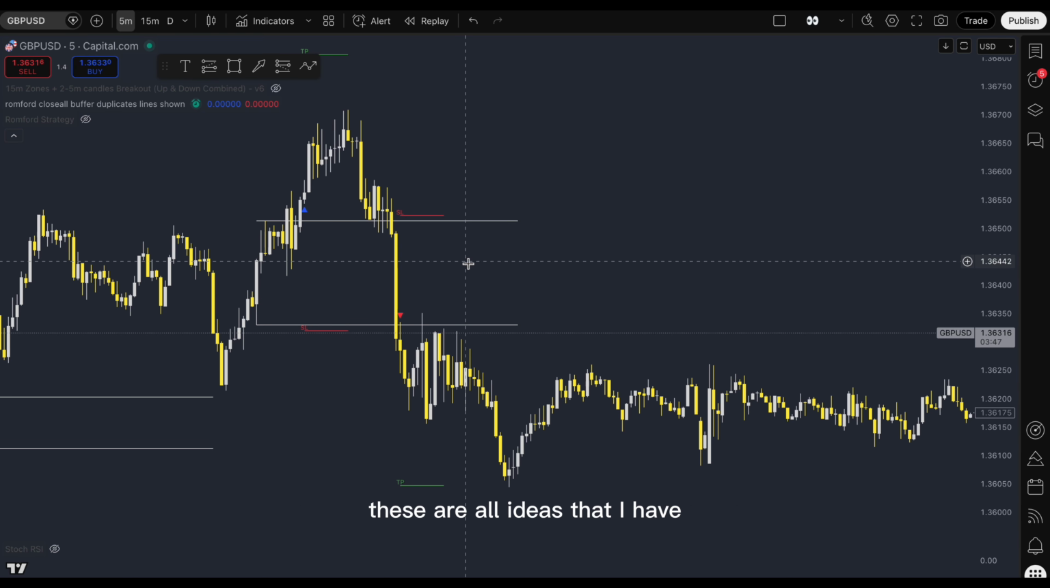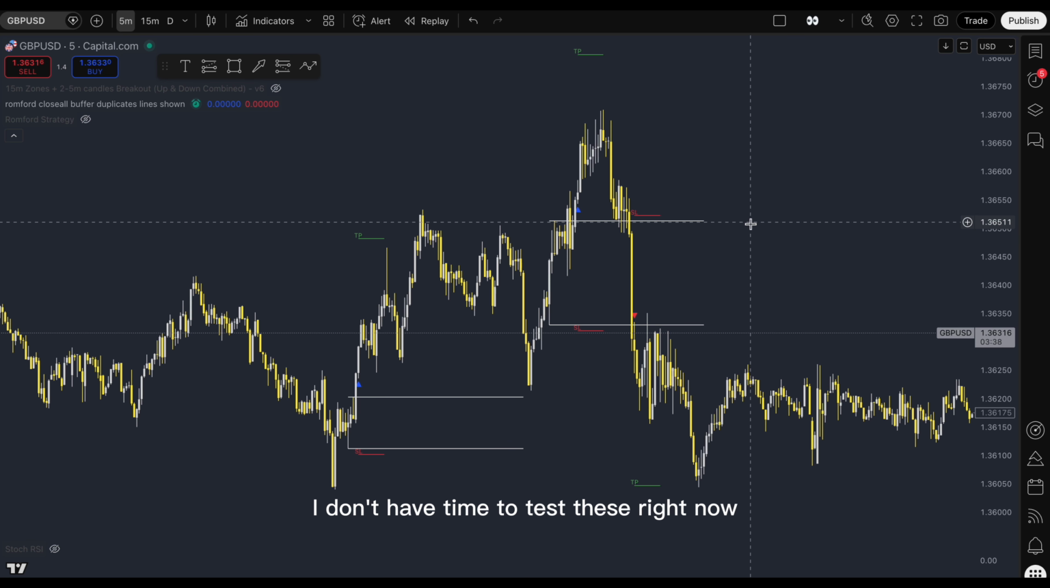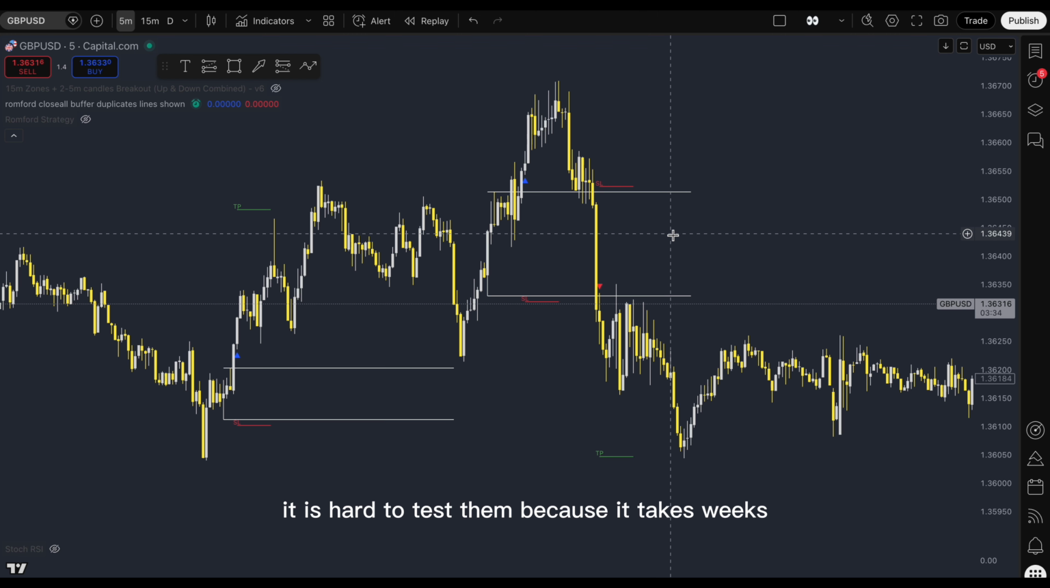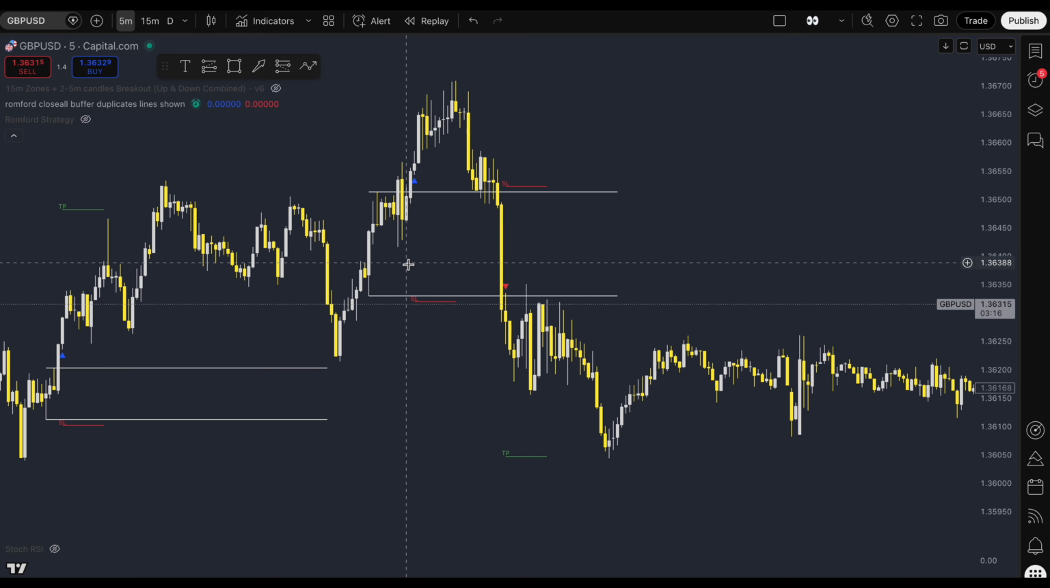So anyway, these are all ideas that I have. I'm sure there's more and I left something out. But the issue here really is I don't have time to test these right now, and it is also hard to test them because it takes weeks to get data. I can backtest automatically, but it's just not the same. And so I don't know when I'm going to have the time or the resources to do this.